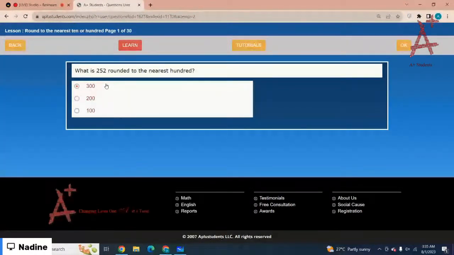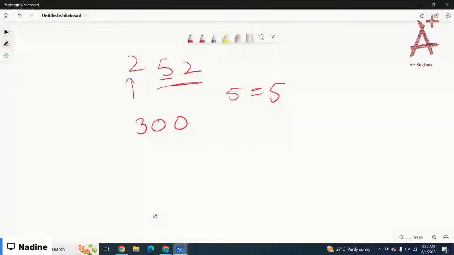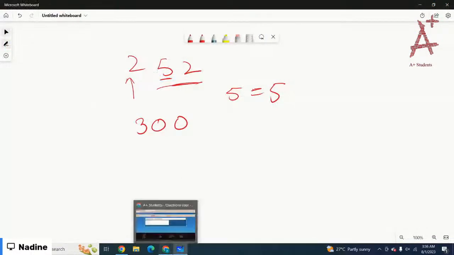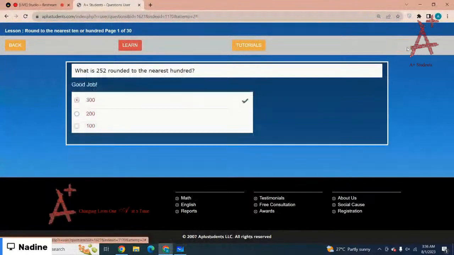So read the question carefully, because here you have to round to the nearest 100. So you have to look for the hundreds digit. The next digit is 5. 5 is equal to 5, so you have to round up to 300. So it would be 300.